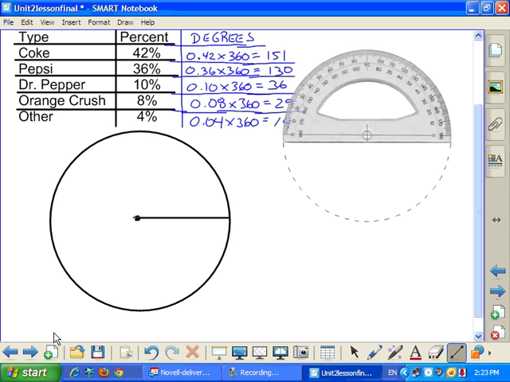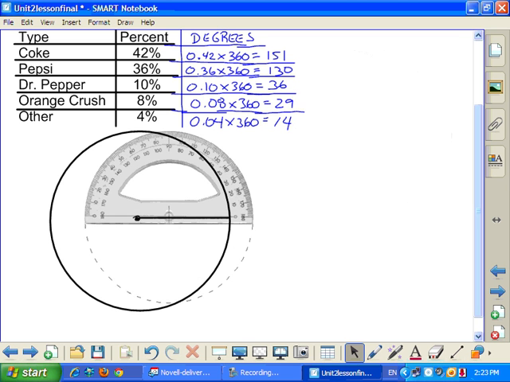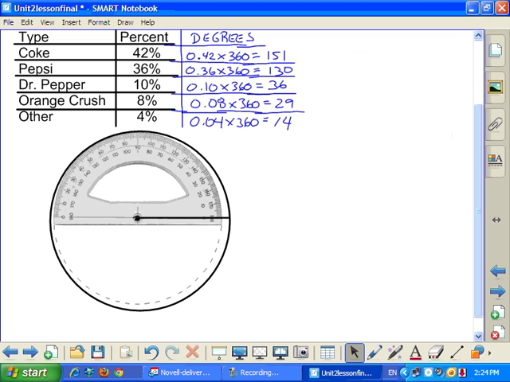There we go. So I need Coke to have 151 degrees. So I bring my protractor over, put it on my line, and I'm going to notch out 151 degrees. So starting at 0, 150, so 151's over here. So I'm going to use red for Coke. So that's where Coke will go from.